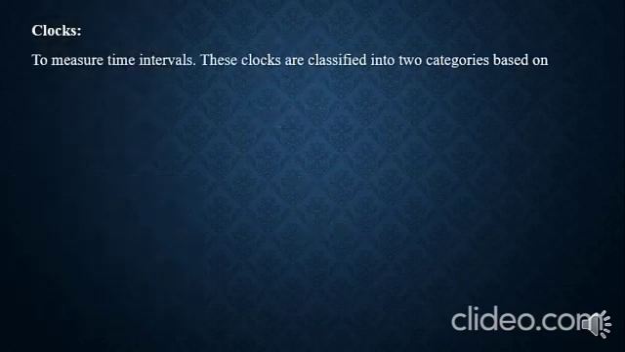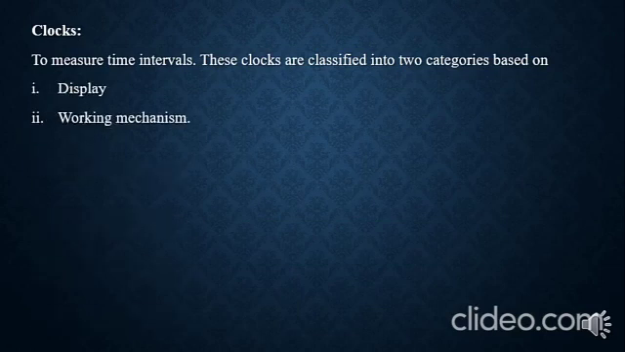The next topic is about clocks. We all know clocks, we use them for measuring time intervals. Every day we are looking at the clocks, each and every time. These clocks are classified into two types: based upon the display and based upon the working mechanism of the clocks.